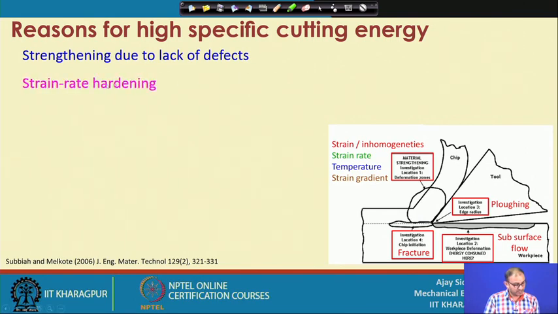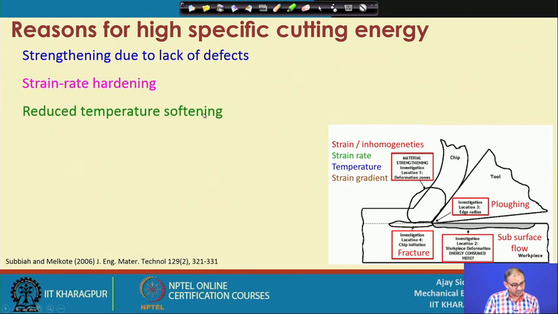Strain rate hardening. That means the rate at which your strain is increasing or decreasing. Mostly, when you are talking about strain, it is connected with dislocations, and with inhomogeneity and dislocations. With respect to time, how much it is increasing. That is again one of the reasons for the specific cutting energy, because the material becomes very hardened in that case and material removal is very difficult.